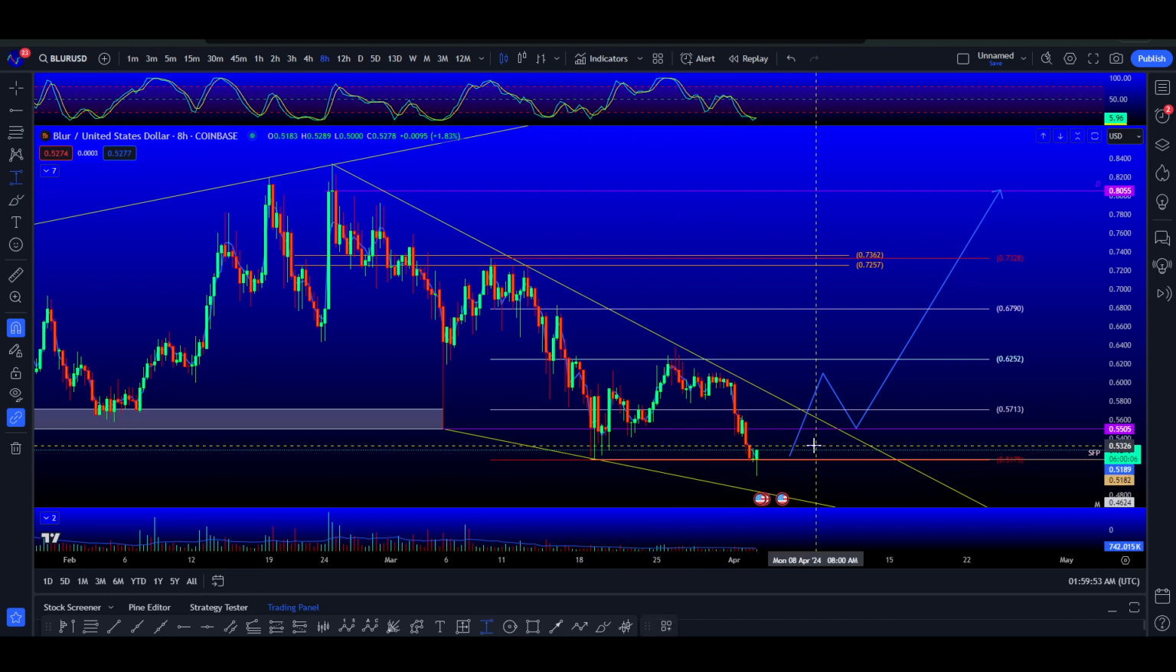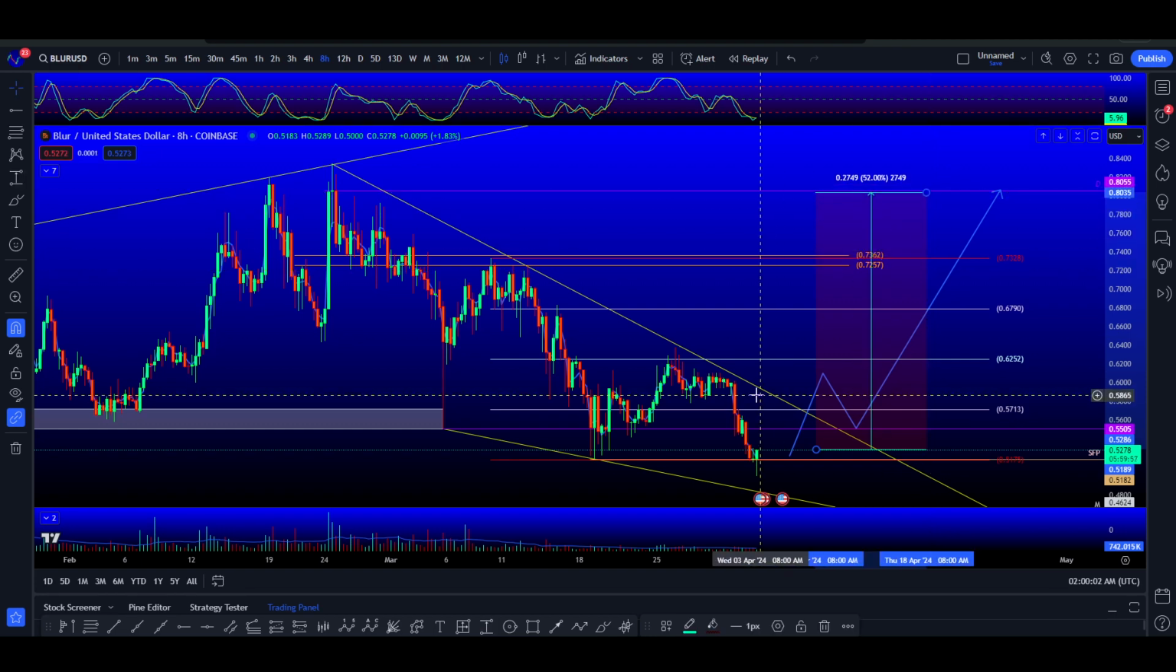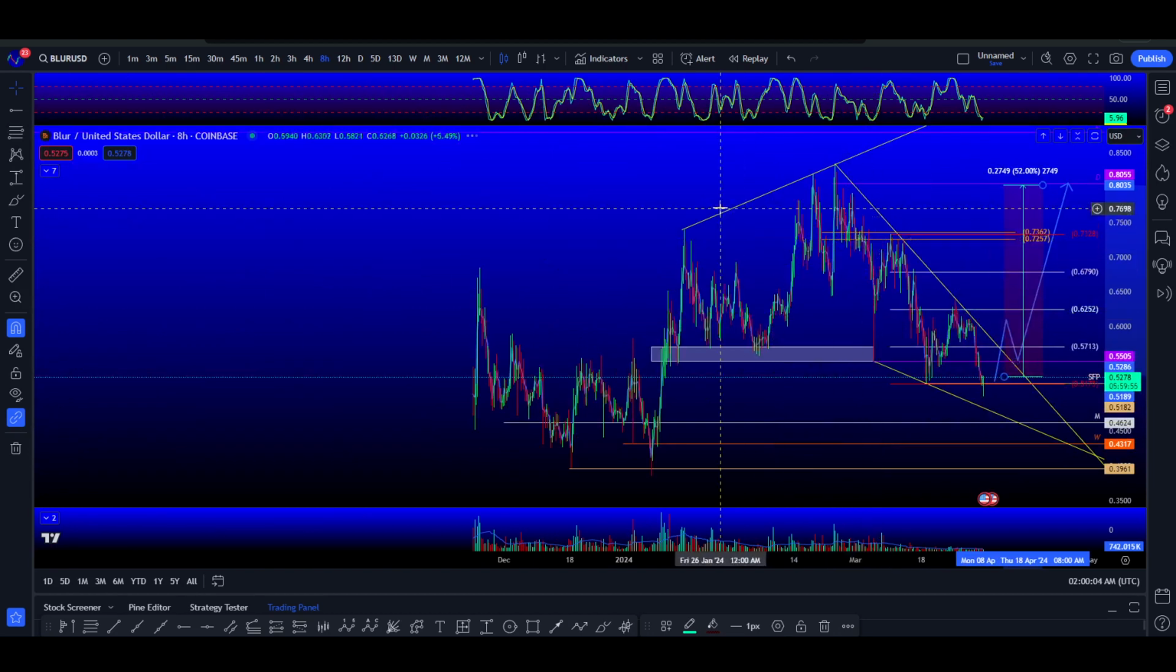Now from these lows right here to the golden pocket above, which got rejected from, we can go ahead and look past that, right? So we have the daily above. That could be a 50% gain on Blur.